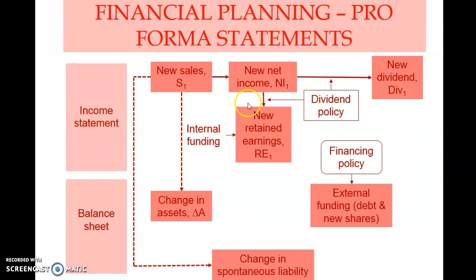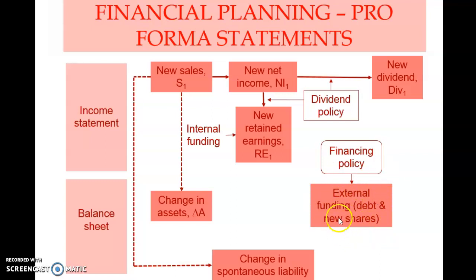And I was saying that this is the internal funding. Retained earnings will form the internal funding. This is the external funding. This comes partly from the financial policy. This includes new debt and also new shares. Issued new shares will provide funds for the company.